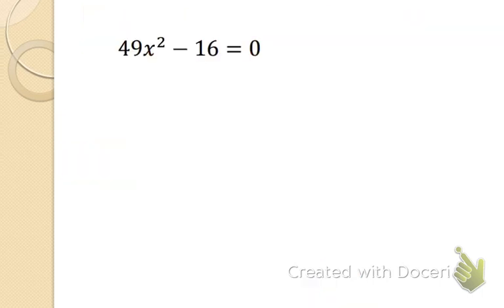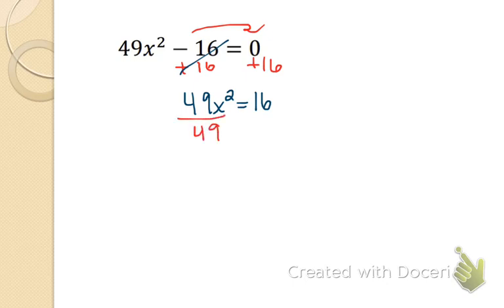Next problem. We have our x squared term and our constant term. We have a single x. Perfect. Everything is perfect. We move the 16 over by adding it, and we have 49x squared is equal to 16. We divide by 49. 16 divided by 49 does not reduce, so we leave it as a fraction.